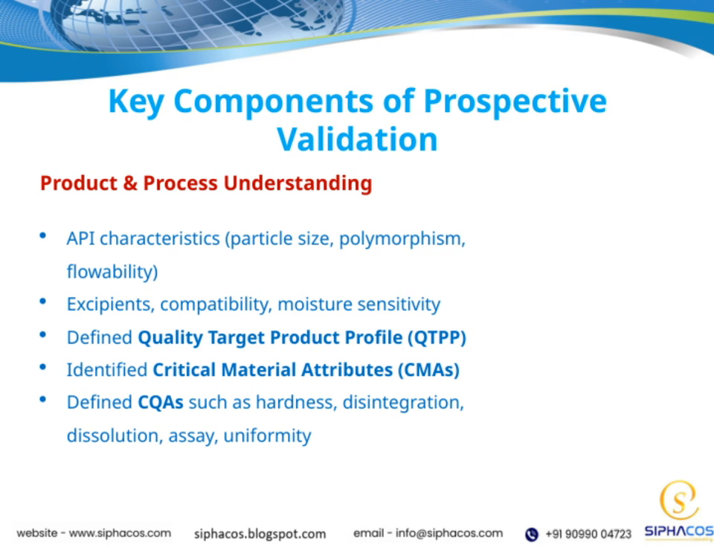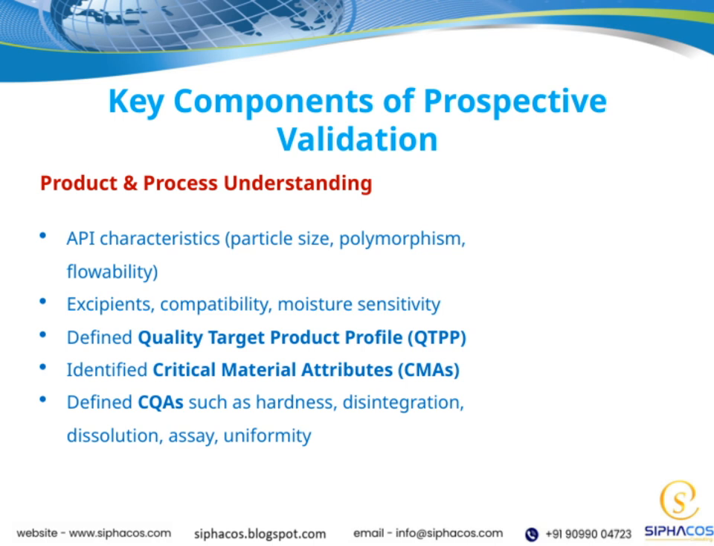First, we consider properties like particle size, polymorphism, and flowability, which all play a vital role in ensuring consistent manufacturing and performance. Next, we look at excipients. These are the inactive ingredients that support the active pharmaceutical ingredient. Compatibility between excipients and the drug substance is essential to prevent stability issues, and moisture sensitivity is another key factor, as excess moisture can compromise the product's quality.